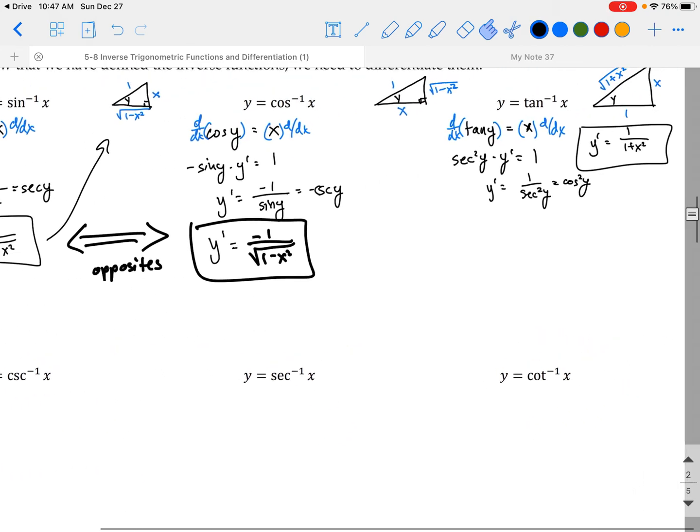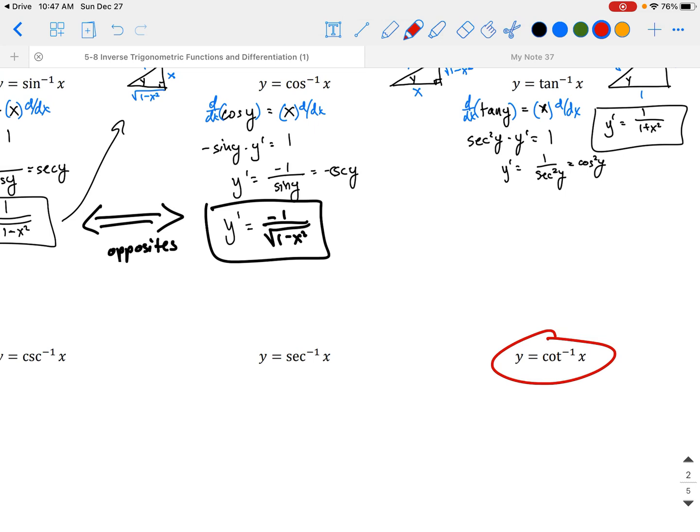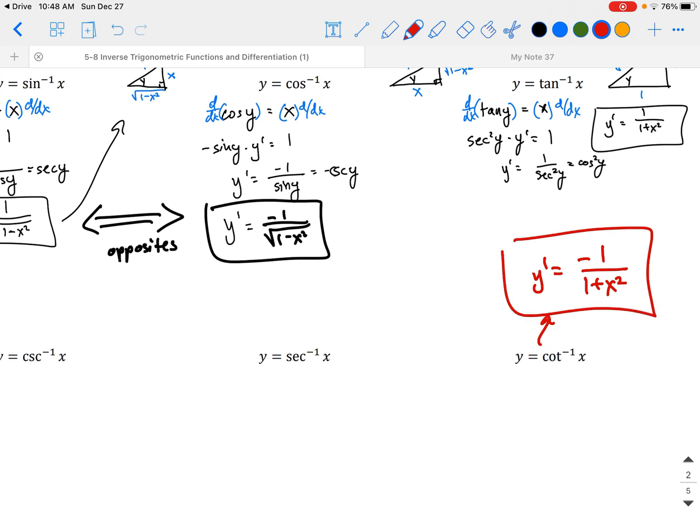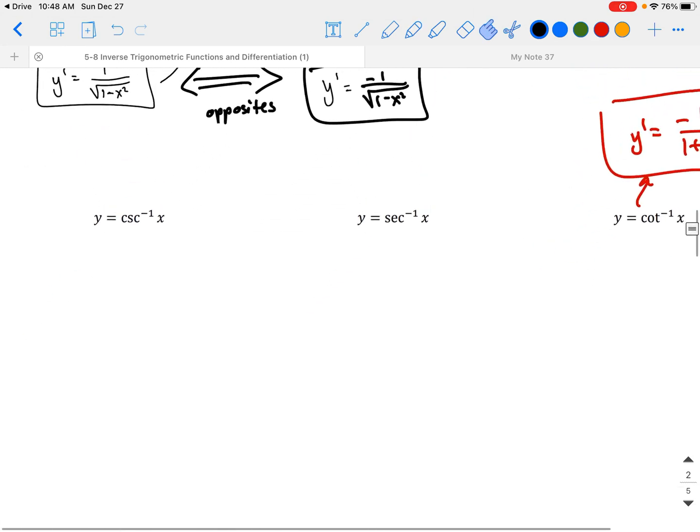Okay. And so I will leave the work to you, but when we do cotangent, since that's got a relationship with tangent, the derivative of cotangent is simply going to be the opposite of the derivative of arctangent. So note, you can prove that those are the opposites of each other, which is really nice. Again, just by drawing triangles. And then we'll get the same relationship with cosecant and secant.